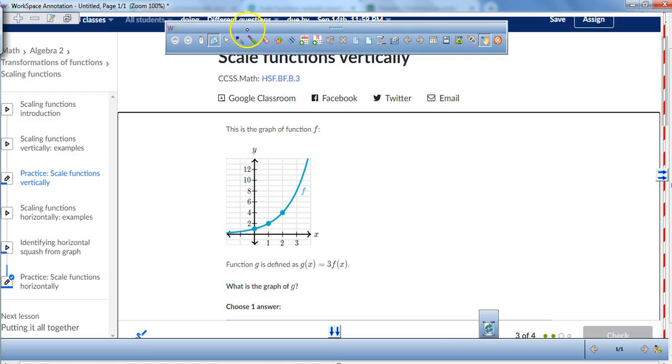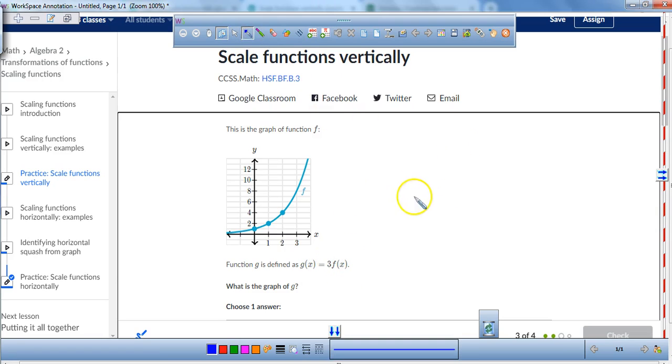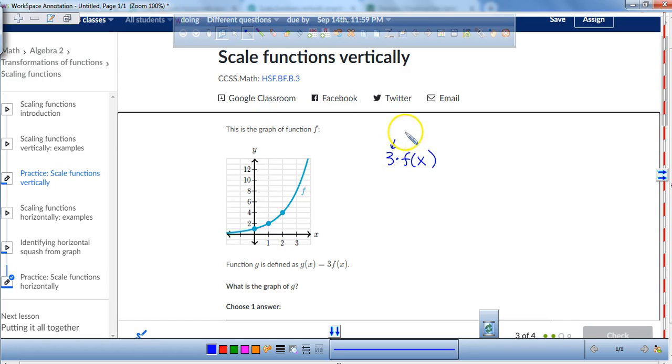Alright, so right now we have a graph, and it's saying this is the graph of function f. It says function g is defined as g of x equals 3 times f of x. So here's the concept. Whenever you're taking a function f of x and multiplying it by a 3, that is what's called a scale factor. I'm going to call that the a value.